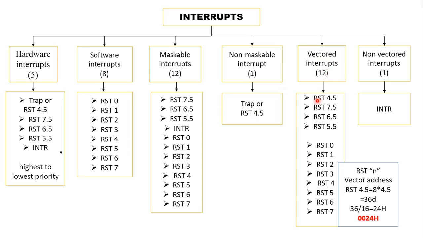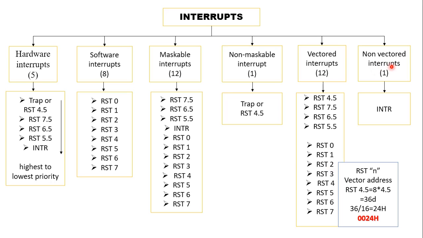Vectored interrupts. The interrupts available with RST have some vector addresses, and these are the interrupts the microprocessor knows as vectored interrupts. RST followed by any number has a vector address, and that can be calculated by using this formula. For example, RST 4.5: the number 4.5 is multiplied by 8 and the result comes to 36 in decimal. If you divide this decimal by 16, we get the hexadecimal number 0024H. Similarly, if you convert any number, we can get all the vectored addresses.